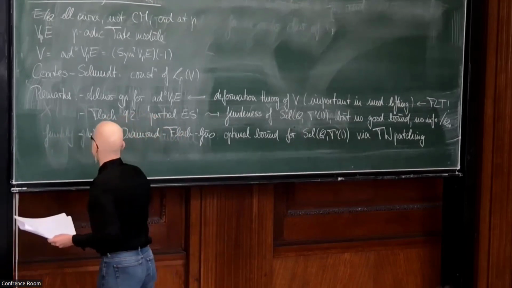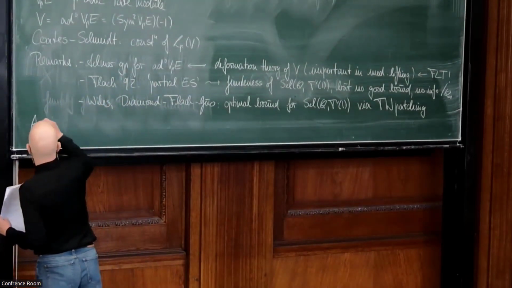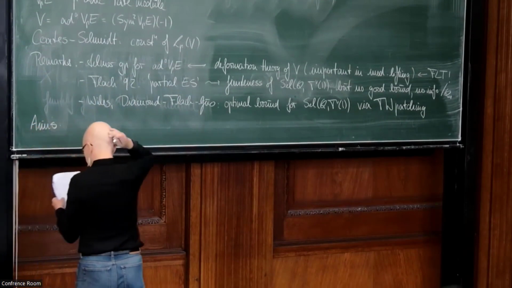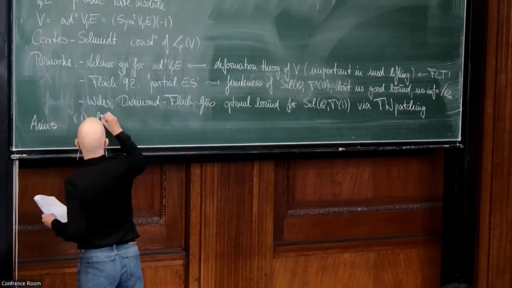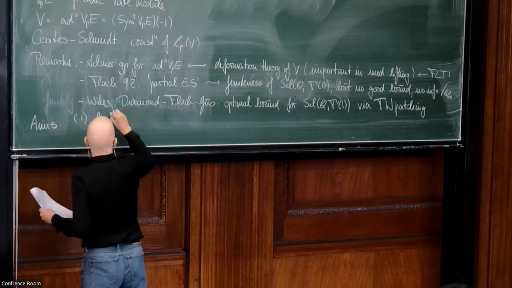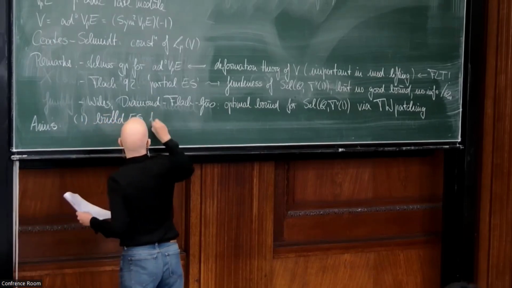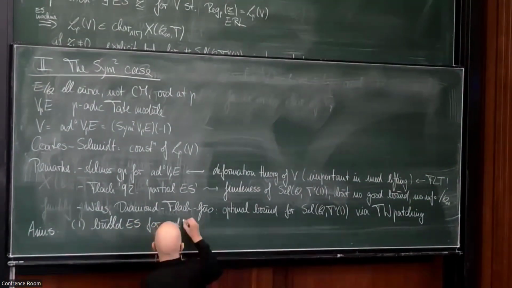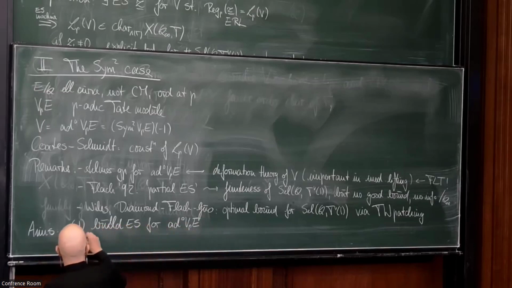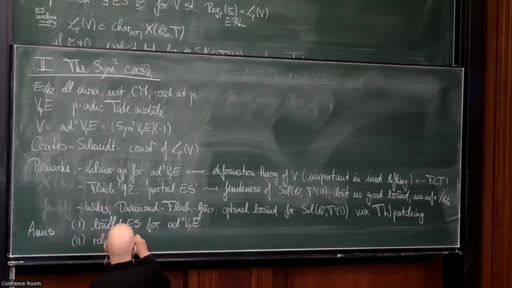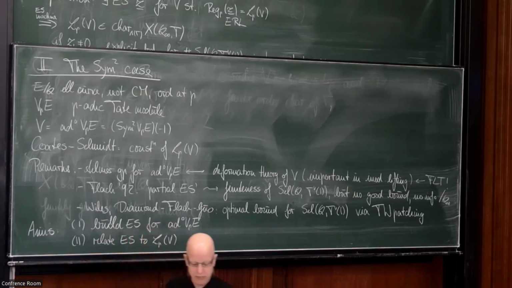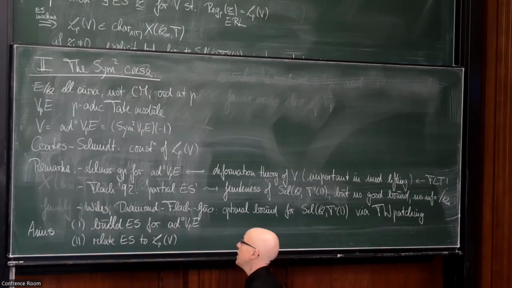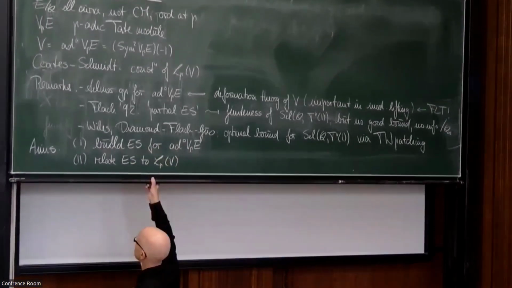So the aims of this talk are the following. The first one is to build an Euler system for the adjoint representation. Then relate the Euler system to the p-adic L-function, the Coates-Schmidt p-adic L-function, and obtain one inclusion of the Iwasawa main conjecture and an upper bound for the Selmer group over Q.